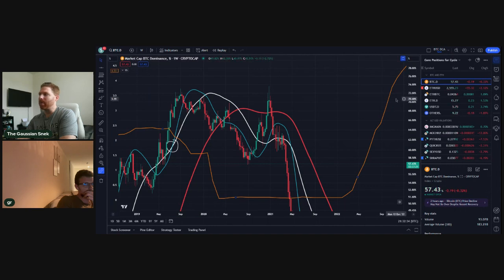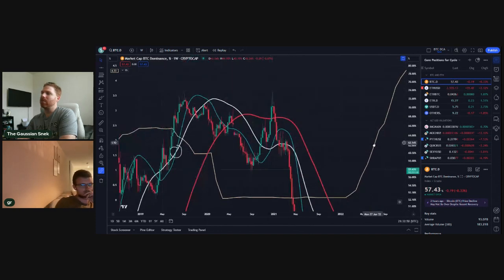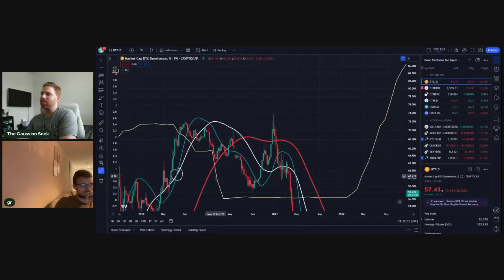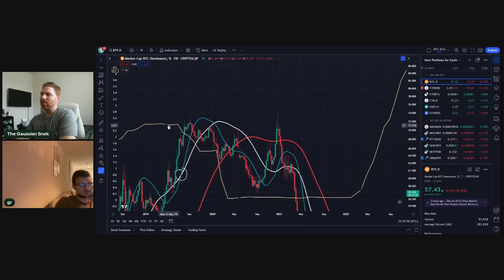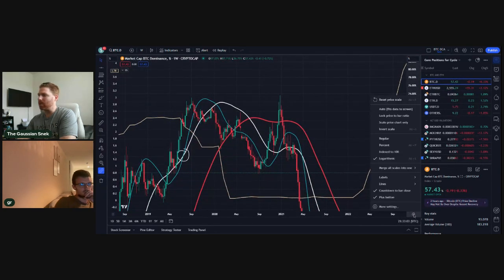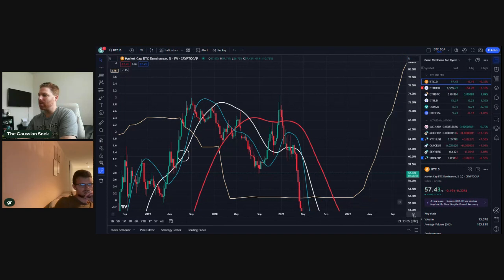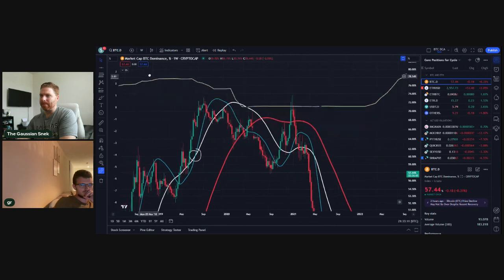I think it's probably better for me to look at this on a weekly time frame instead of a 2-week. There we go. I don't want to do white. I already have white. Let's see. How about that color? That works. Okay. So these are the interest rates. Let's move them up. Not letting me do it for some reason. Auto fit. There we go.